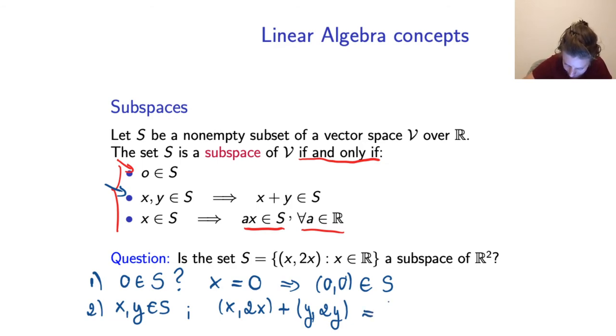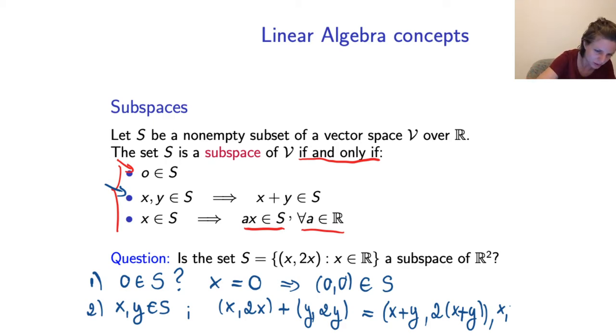It will be equal to the first element plus y, 2x plus 2y. Since x and y are real, x plus y belongs to the reals, so the second condition is satisfied.